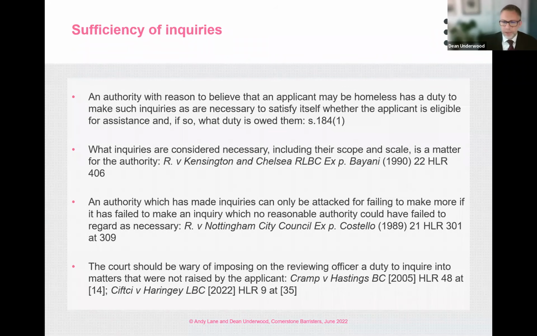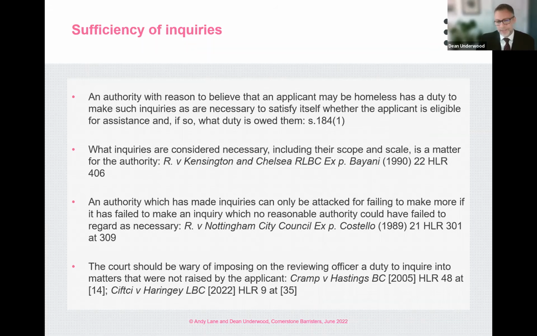Reinforcing that point, in Cramp and Hastings, to which Andy has already referred, the court should be wary of imposing on the review officer a duty to inquire into matters that were not raised by the applicant, a point that was reinforced and repeated in Insufficiency. So if an applicant has not raised an issue with the local authority, then very rarely will it be possible to criticise the local housing authority for failing to make inquiries about it.